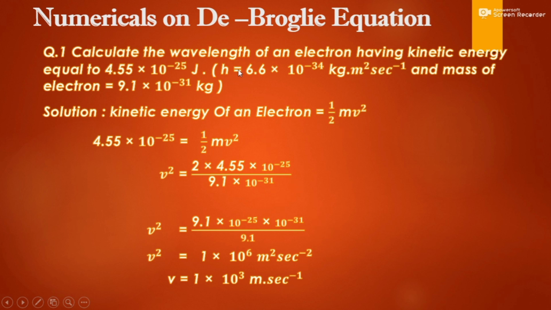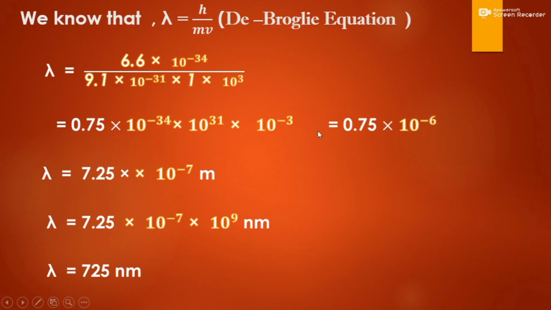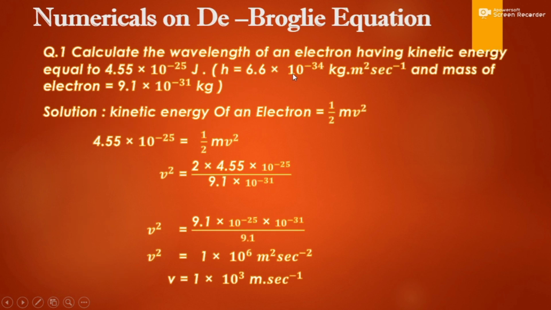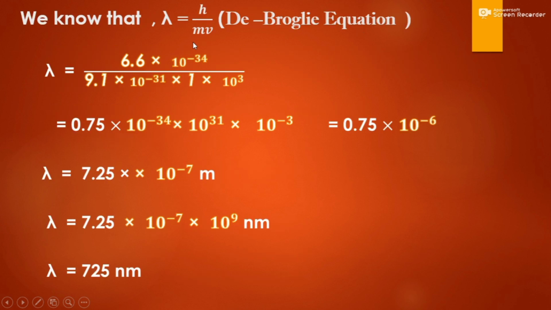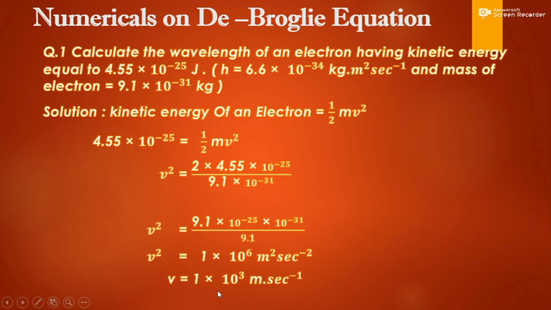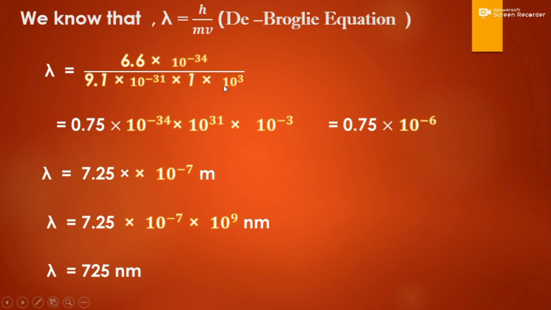Then we shall go for wavelength of an electron. We know that lambda is equal to h upon m into v according to the de Broglie's equation. Then lambda is equal to h, which is also given in the question, 6.6 into 10 raised to minus 34, upon m, which is also given, 9.1 into 10 raised to minus 31, into v, which is calculated here, equal to 1 into 10 raised to 3 meter into second inverse.